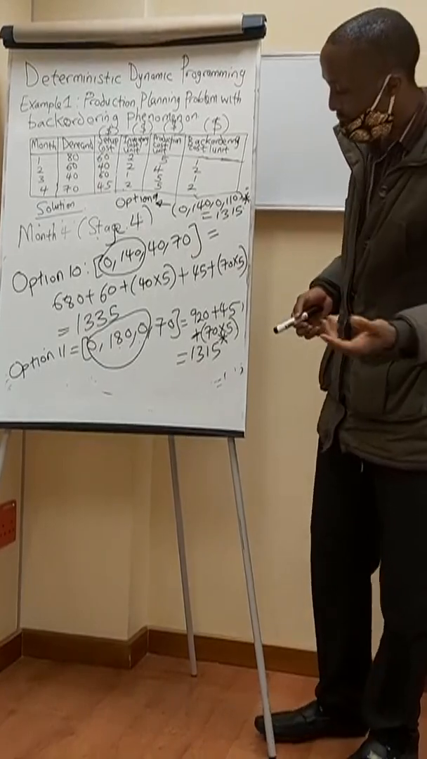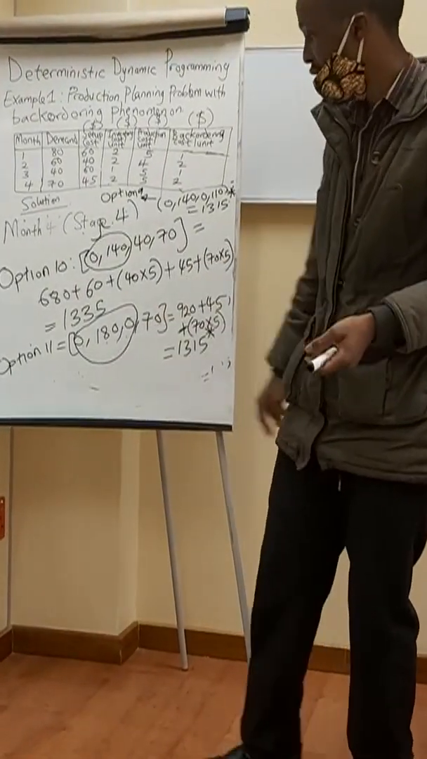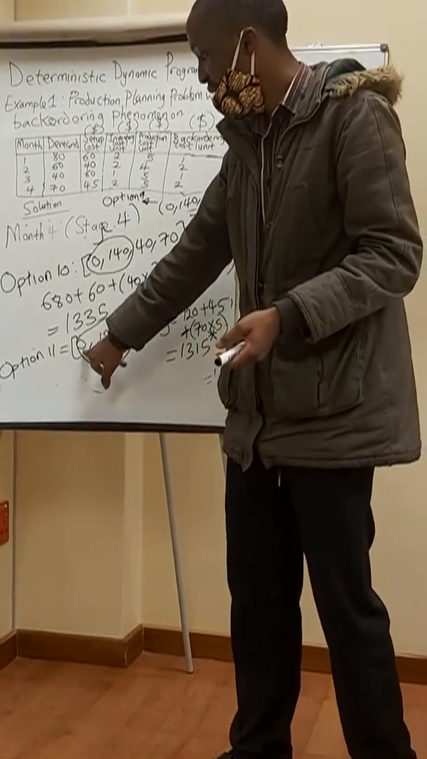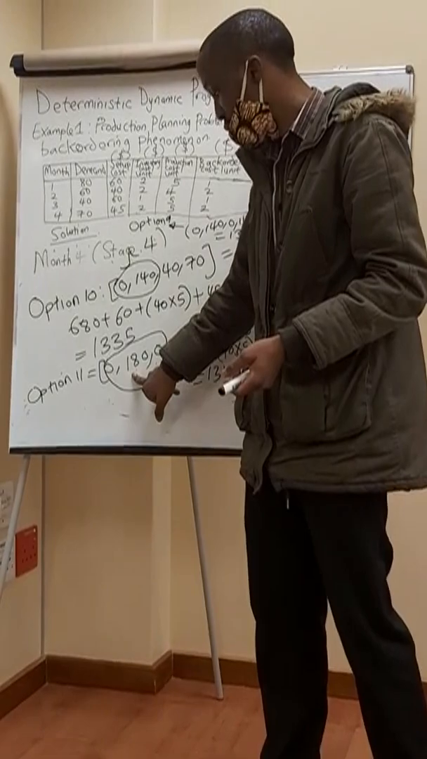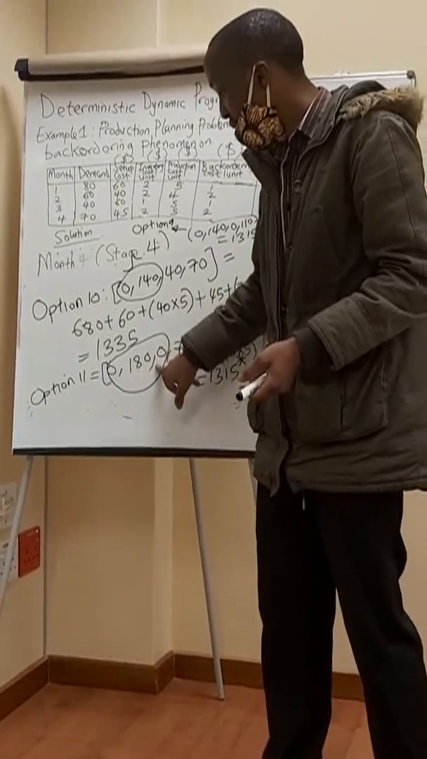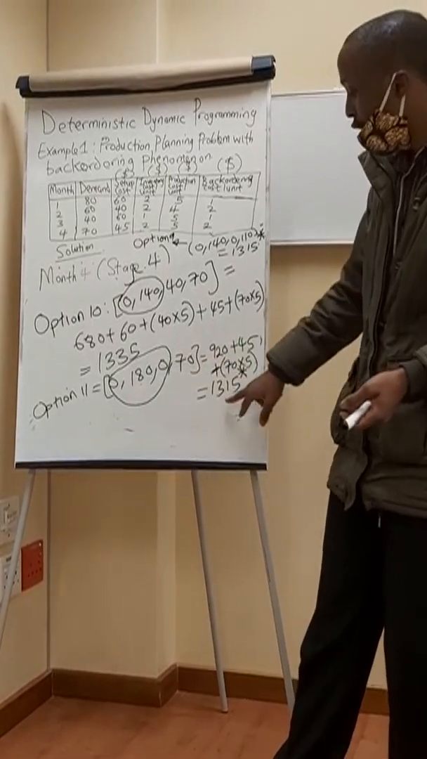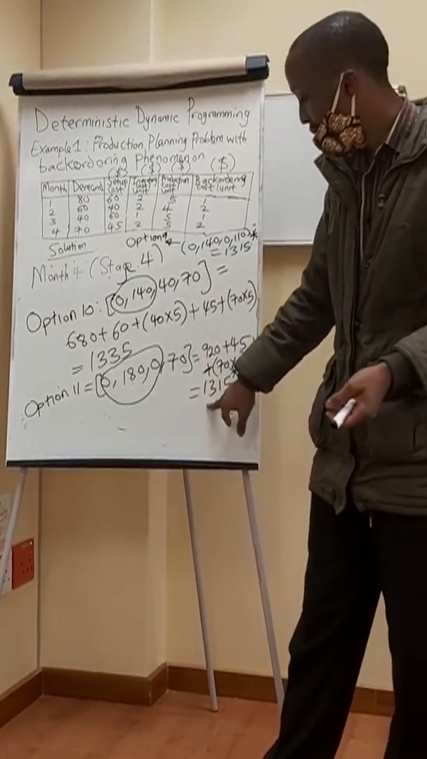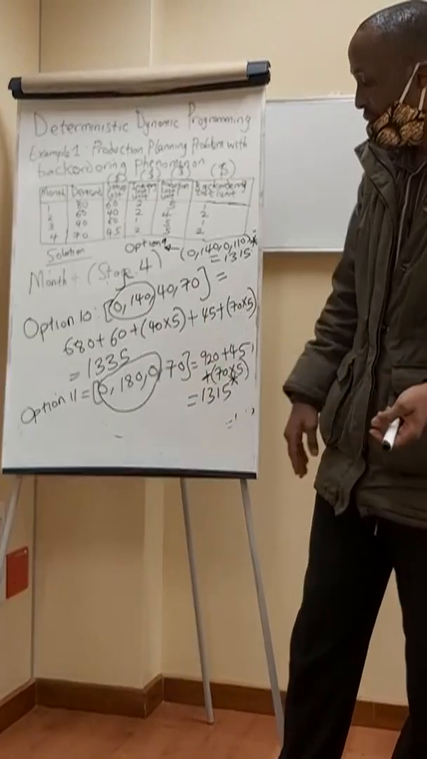Or the solution can be from option number 11, which also gives us the minimum cost, which is produce nothing in month 1, and produce 180 units in month 2, and produce nothing in month 3, and produce 70 units in month 4, and I'm going to incur a minimum cost of $1,315 if I use this production plan and schedule.